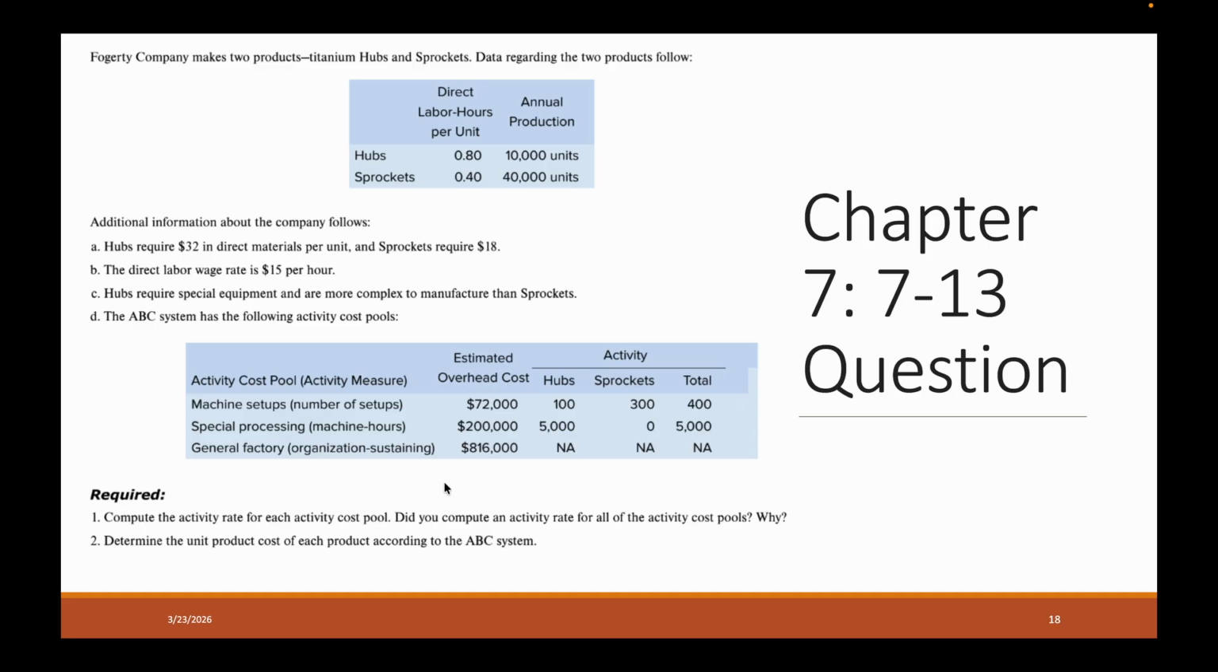So what's required? We want to compute the activity rate for each activity cost pool, and it's asking us, did you compute an activity rate for all of the activity cost pools and why? And then we're going to be determining the unit product cost of each product according to the ABC system.